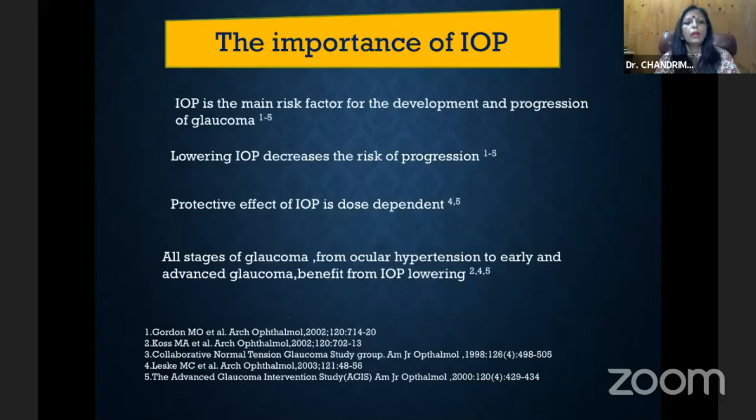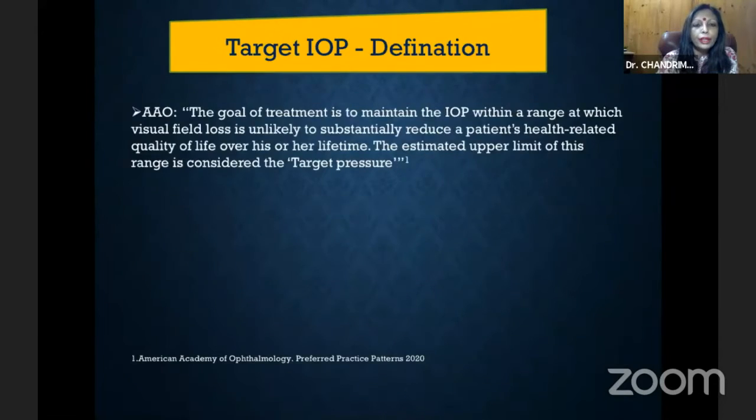So, the importance of intraocular pressure. Intraocular pressure is the main risk factor for the development and progression of glaucoma. We all know that, and lowering intraocular pressure decreases the risk of progression, and the protective effect of IOP lowering is dose dependent. All stages of glaucoma, starting from ocular hypertension to early and advanced glaucoma, benefit from intraocular pressure lowering.